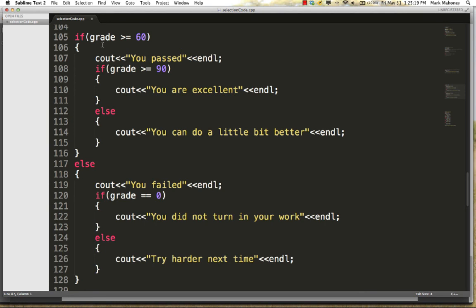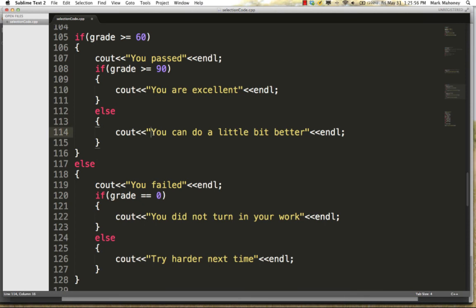So here we're saying if the grade is greater than or equal to 60, that means that's a passing grade. If that's not true, though, then we know that's a failing grade. Once we get inside one of these blocks, we have another if where we say, well, if the grade is greater than or equal to 90, we already know for sure it's greater than or equal to 60. Otherwise, the flow of control wouldn't have gotten here. So we know it's greater than or equal to 60, and now we're checking, is it also greater than or equal to 90? If so, we tell them they're excellent.